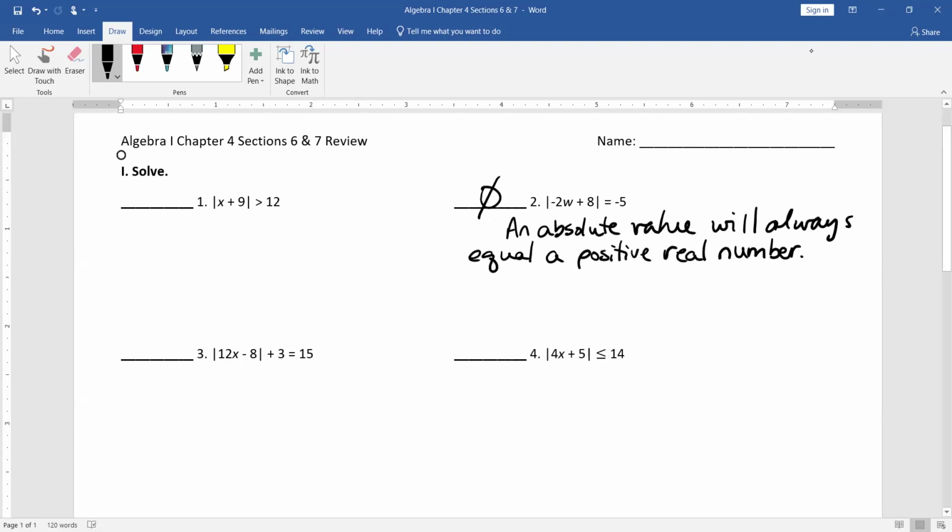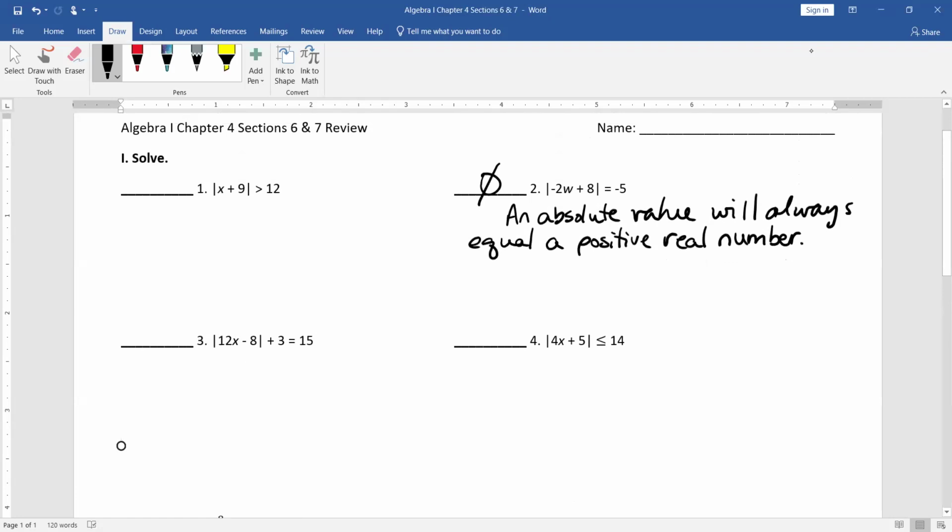For number 3, this one is an example of where we do have something outside of our absolute value. And so whenever that happens, whether it's an equation or an inequality, you've got to move that to the other side. So we need to use our addition property of equality and move that positive 3 over so that we end up with the absolute value of 12x minus 8 is equal to 12. Oh, yeah, this looks familiar.